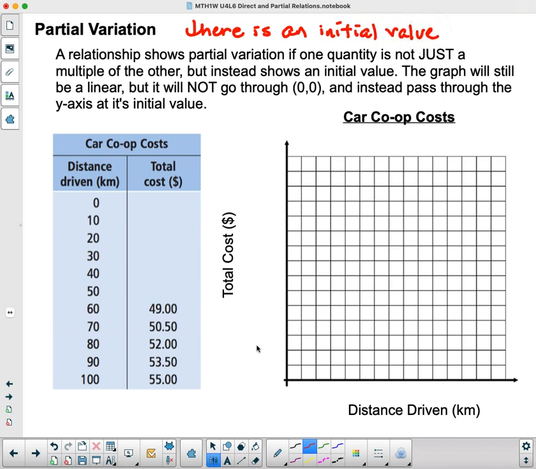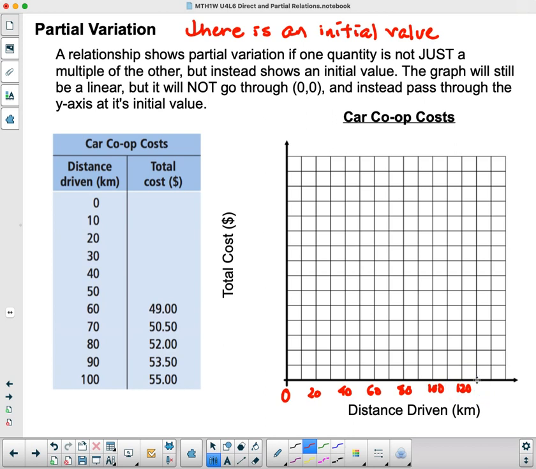Okay, we've got to figure out what to do here. So distance driven, we have to get from 0 to 100. Probably each one of these being 10 will work, but remember, I'm not going to label every single one. We're going to start at 0 here, and then 10, 20, 30, 40, 50, 60, 70, 80, 90, 100. We could keep going if we wanted to. 110, 120. We don't have to go anymore.